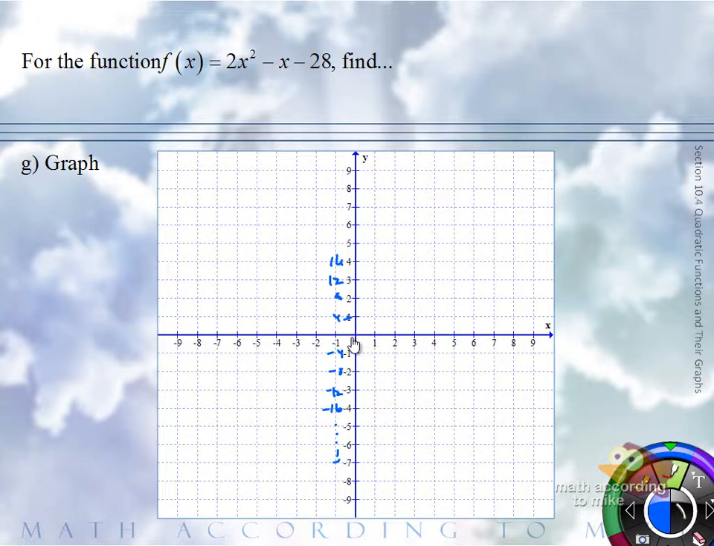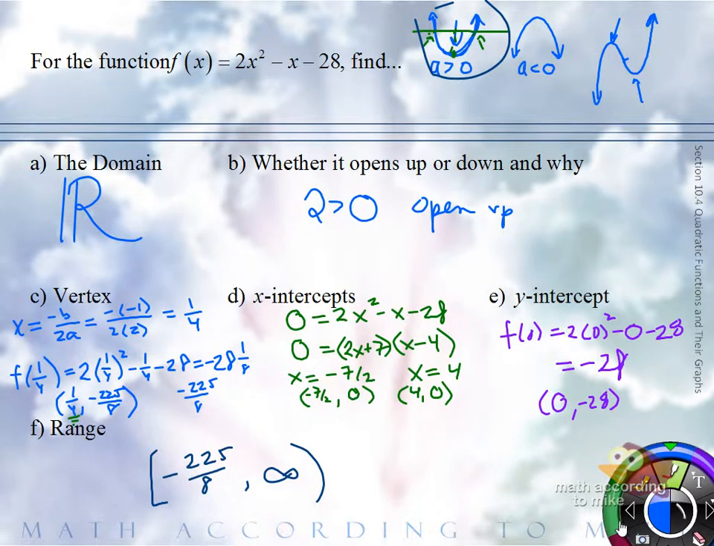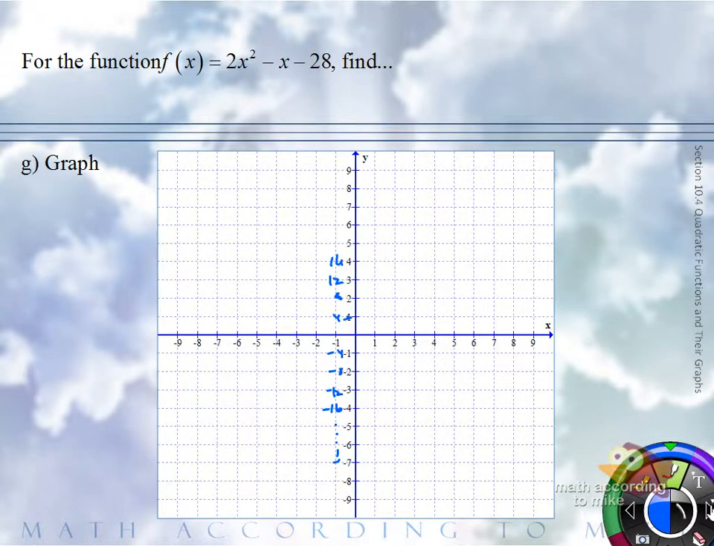So we're going to flip-flop back and forth between the pages. Going back to part C, you learned that our vertex is at a healthy 1/4, comma, -28 1/8. So 1/4 is about right here, but now we have to go down -28 1/8. So let's see, -7 would have been -28 if I multiply by 4. So a little bit past that. I'm making it big on purpose. That's our vertex.